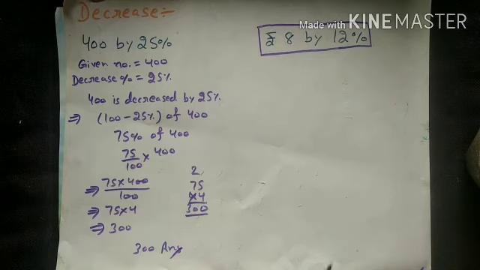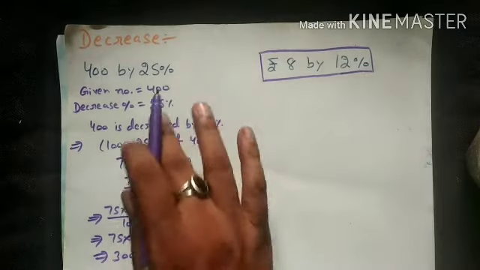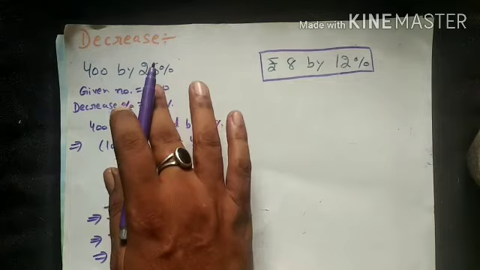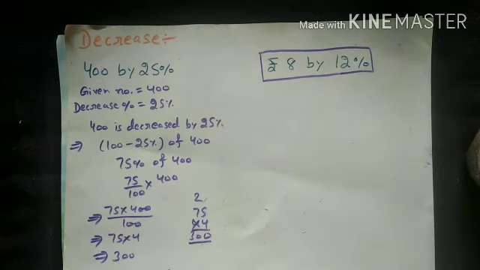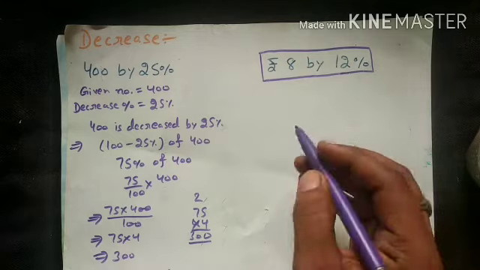Now I will explain this question with a different method. See, this was the first method. Now firstly we will find 25% of 400 and after that we will subtract that answer from the given 400. Okay, so let us watch.